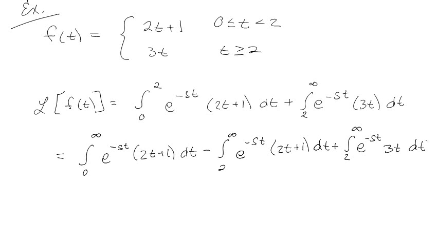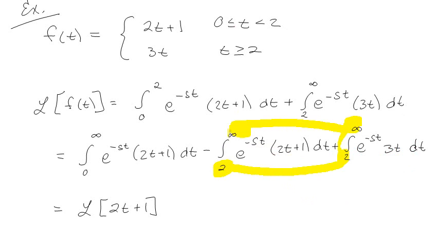So the reason that I would do this is that this right here is the definition of a Laplace transform. So Laplace of 2t plus 1. And then what I have is plus this stuff minus this stuff, except that it's on the same limits of integration.